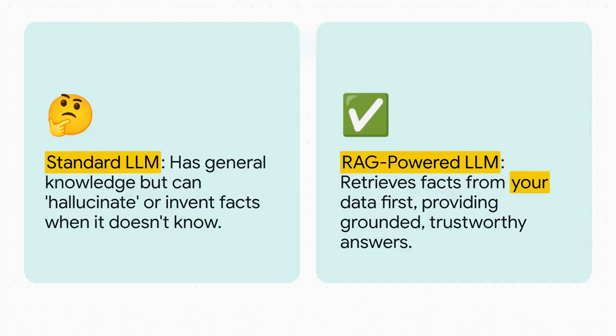So here is the core difference, and it's a big one. On the left, you've got your standard LLM. It's brilliant, no doubt, but sometimes it can hallucinate. It just invents facts when it runs into a gap in its knowledge. But on the right, you have our RAG-powered LLM. It doesn't guess. It can't. It first finds the specific facts from your data, and only then does it generate an answer. This one little shift makes all the difference, giving you answers that are grounded, factual, and totally trustworthy.